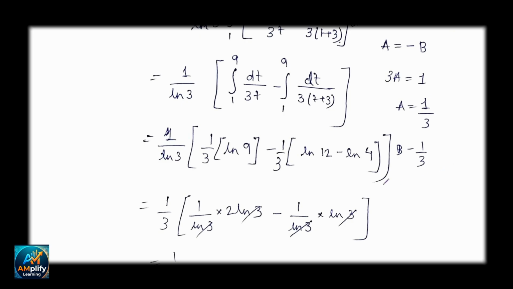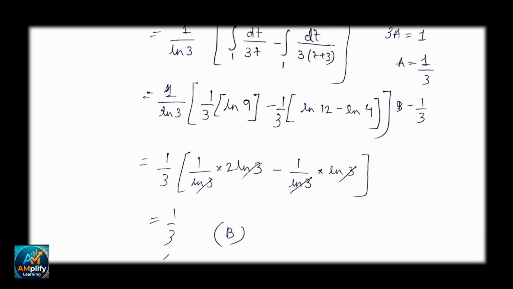Okay, so obviously we can represent ln 9 as ln 3 square, so it will become 2 ln 3, and ln 12 minus ln 4 is actually ln 12 by 4, so that comes to ln 3. So this ln 3 will cancel out. Okay, so we'll be left with 1 by 3 multiplied by 2 minus 1, so we get 1 by 3 as the answer. Okay, so this is the solution. So this one was a very simple question, right?